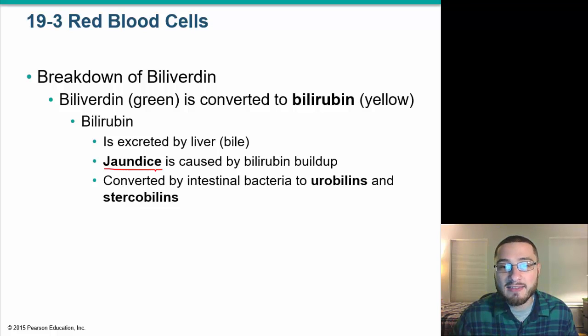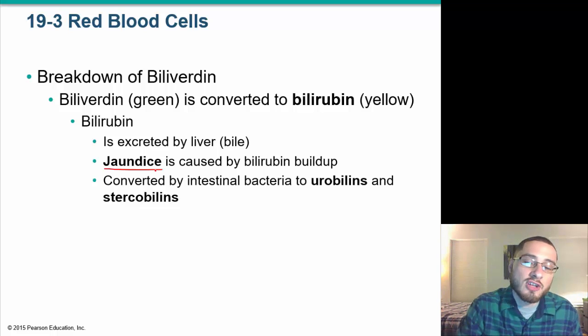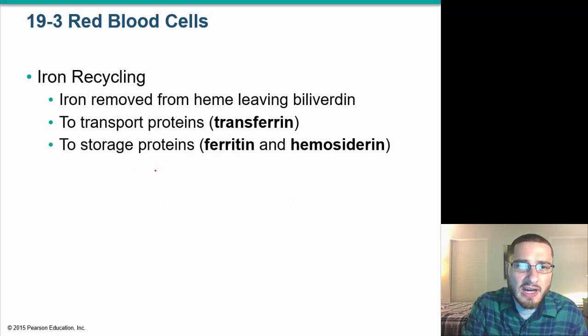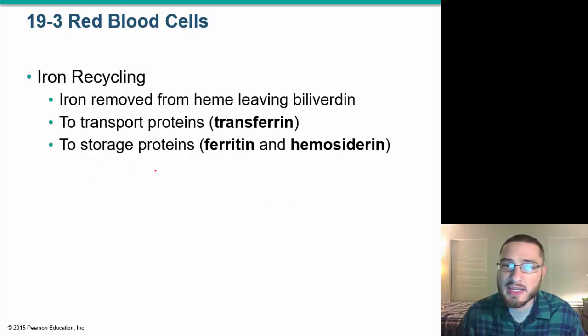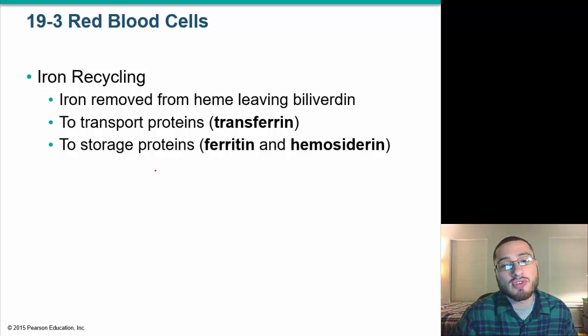It's converted by intestinal bacteria to urobilins and stercobilins. Iron recycling: iron is removed from the heme, leaving biliverdin, and iron is carried by transport proteins, called transferrin, to storage proteins, which are ferritin and hemosiderin.